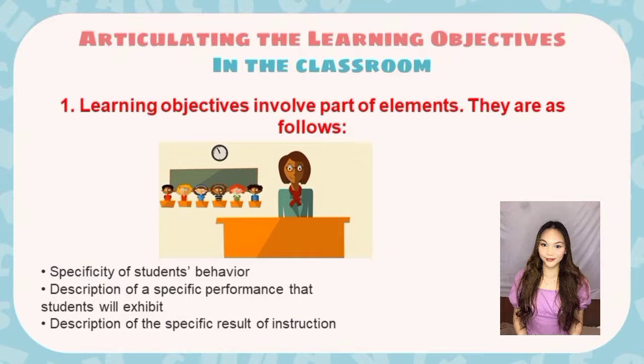Next is a description of a specific performance that students will exhibit. Learning objectives are also a way to establish and articulate academic expectations for students so they know precisely what is expected of them. When learning objectives are clearly communicated to students, they will be more likely to achieve the presented goals. Next is a description of the specific result of instruction.